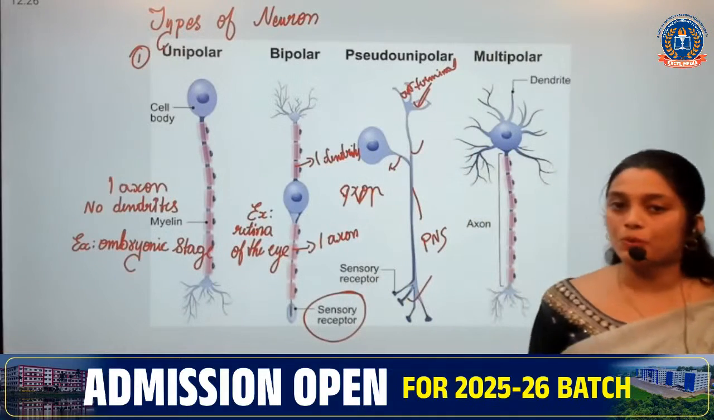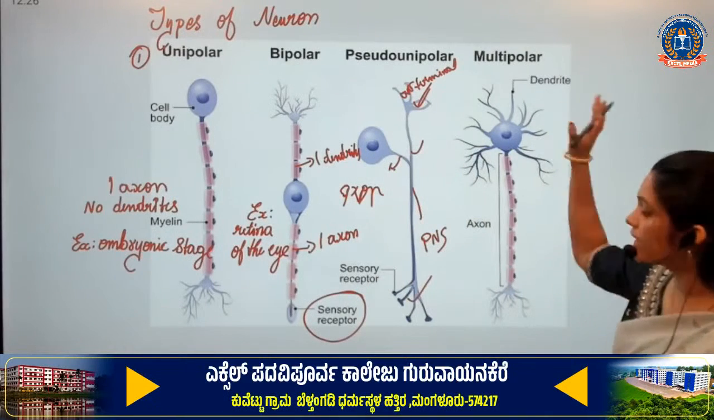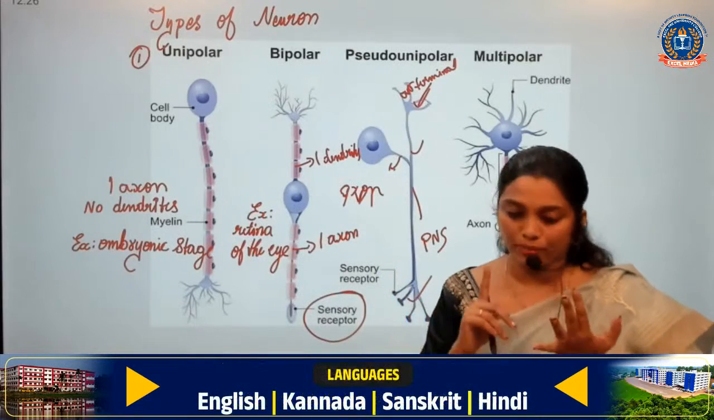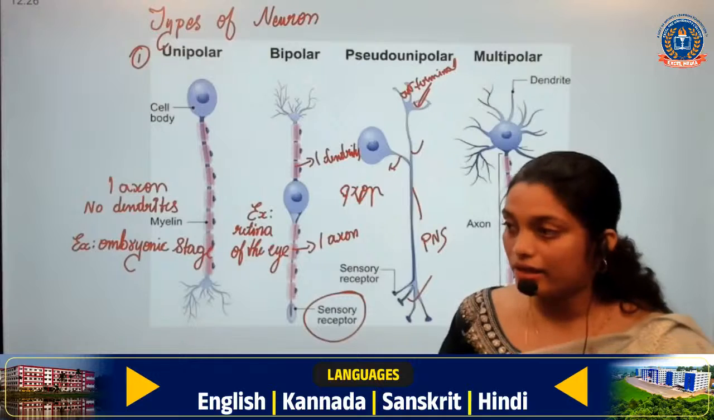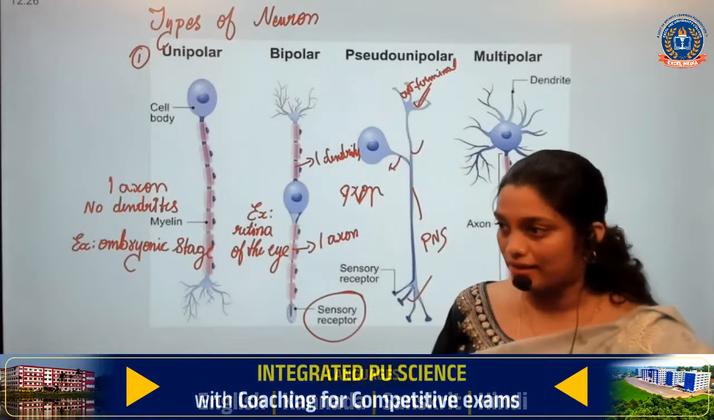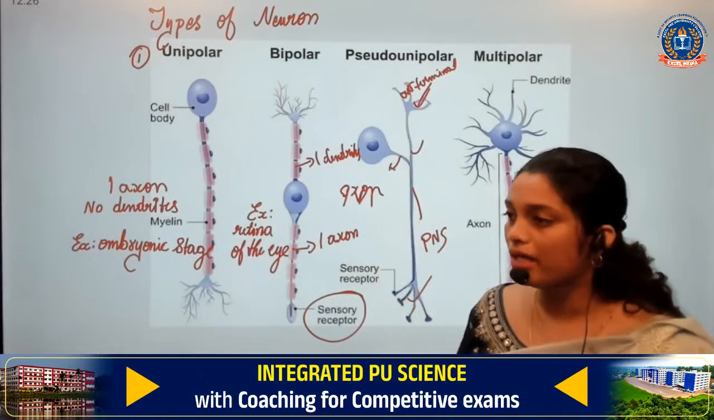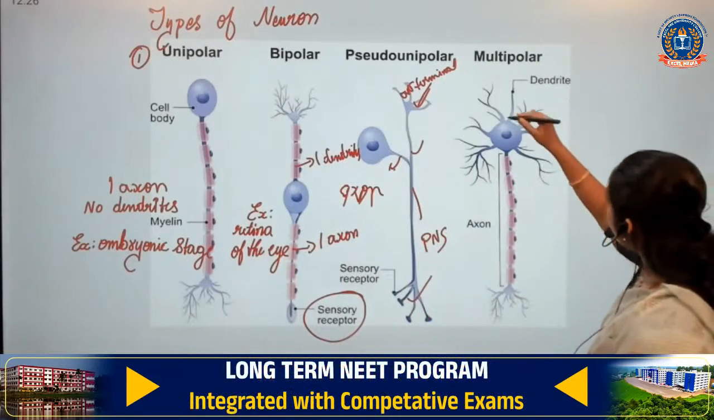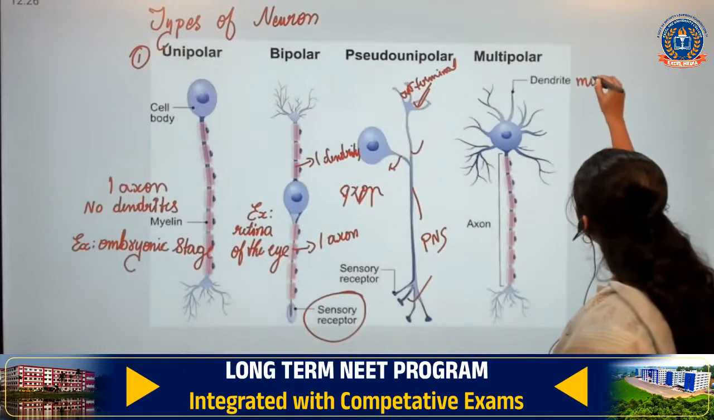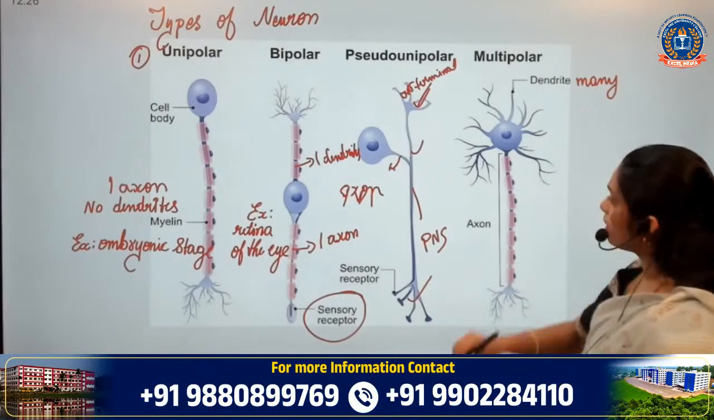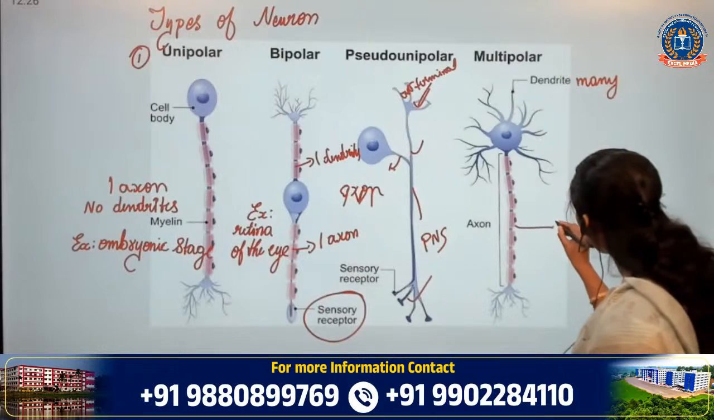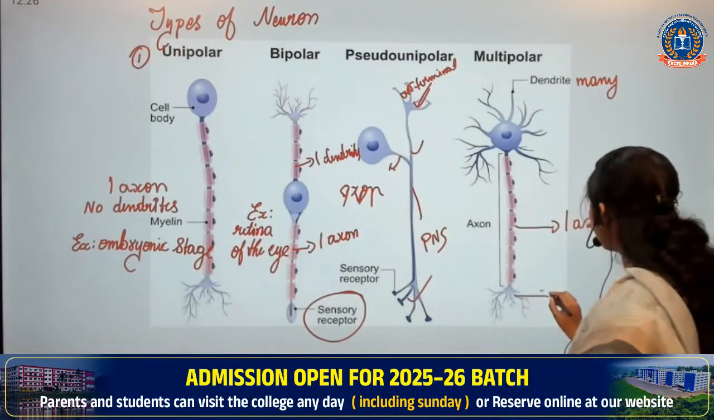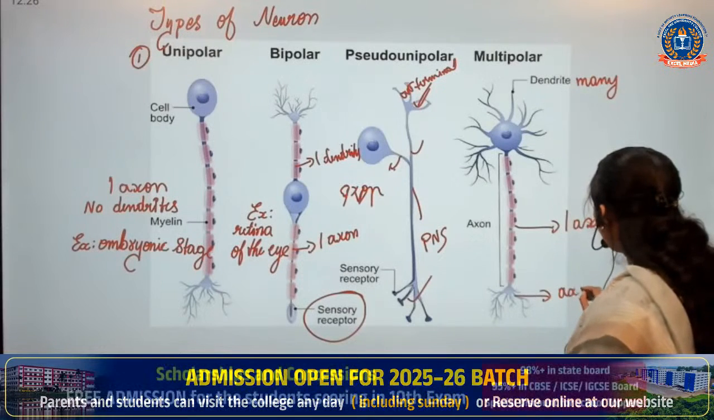Next, let's move to the next topic, that is the multipolar neuron. This is the neuron which you have studied right from 8th standard, again in 10th, and again in 11th standard you will be studying this, because this is found in the majority of our body. Here it has many dendrites. How many dendrites does it have? It has many dendrites, and it has one axon, and then it has axon terminal.